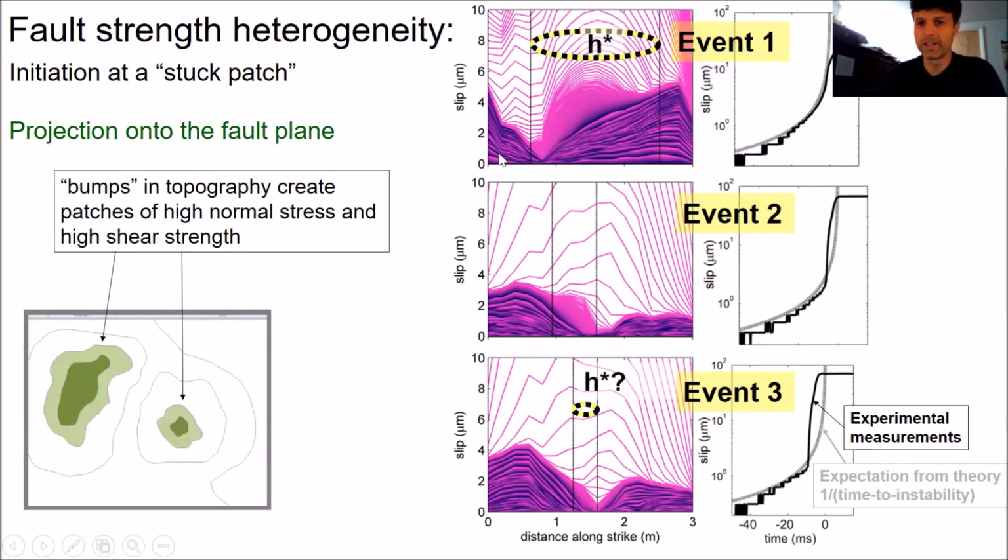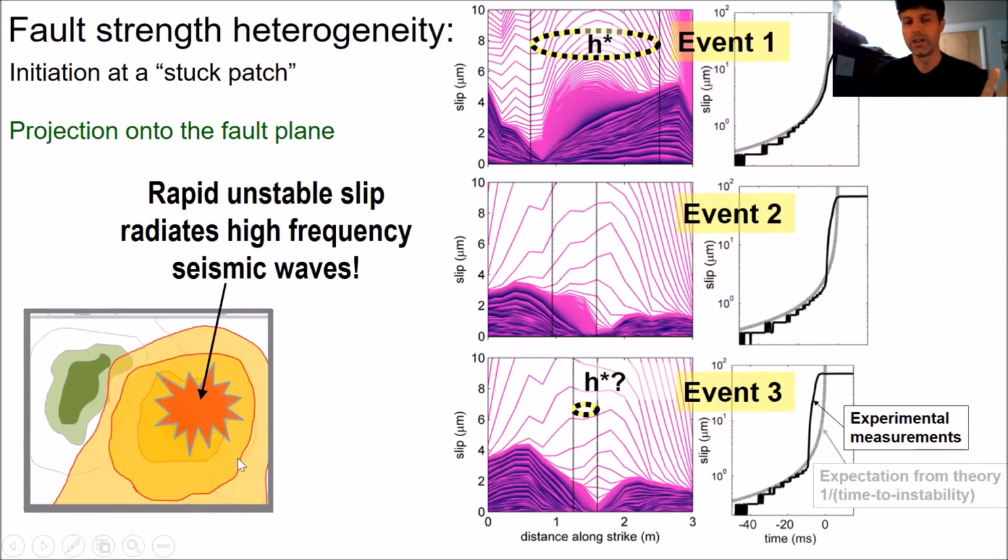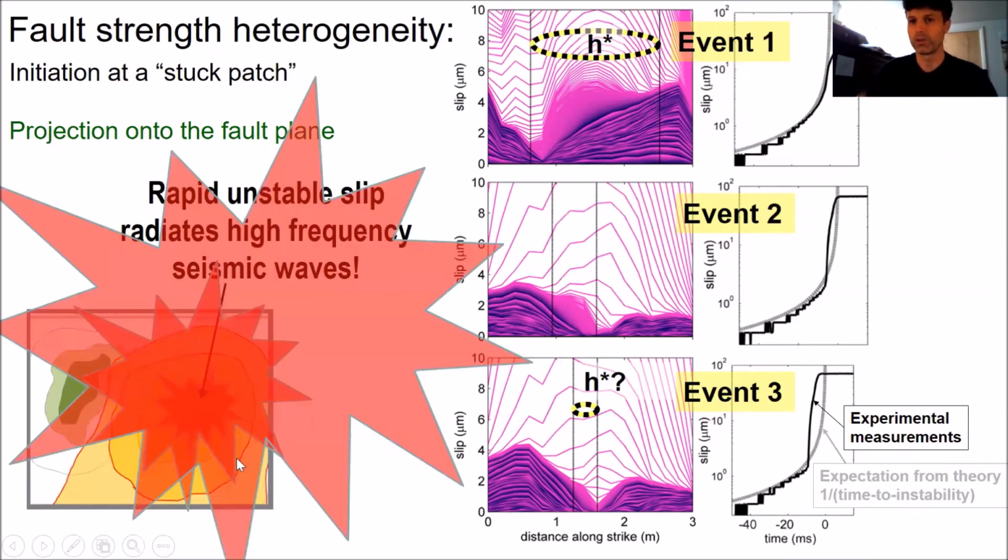This is just a one-dimensional view of this process, but if we imagine what it would look like if we projected onto the fault plane and we had a couple of bumps that were sort of stuck or high normal stress and some slow aseismic slip that was propagating along, that could wrap around the bump and cause some unstable slip to happen and a big earthquake ignites, okay?